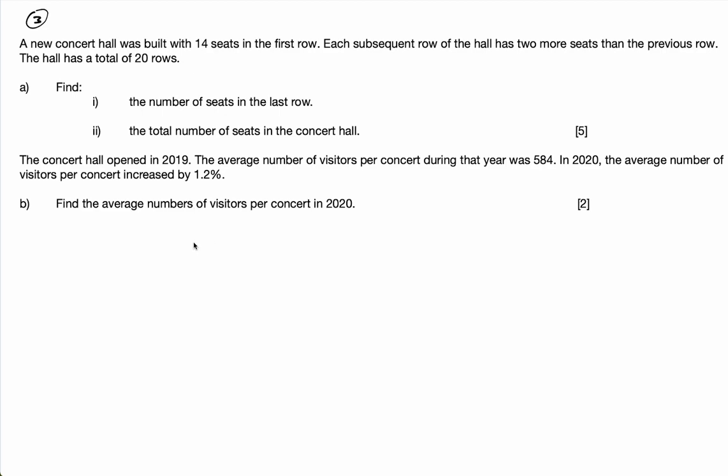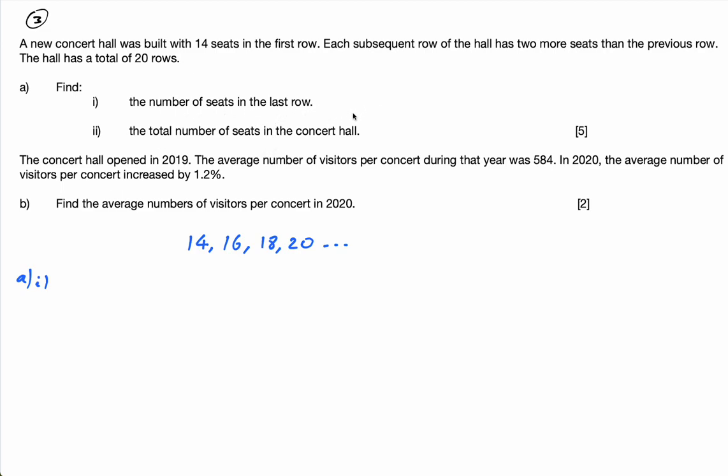So there's 14 seats in the first row, 14. Then 16, because it says they add 2 more seats. Then 18, then 20, all the way up for 20 rows. And then part A(i), it says find the number of seats in the last row. So that's in the 20th row.